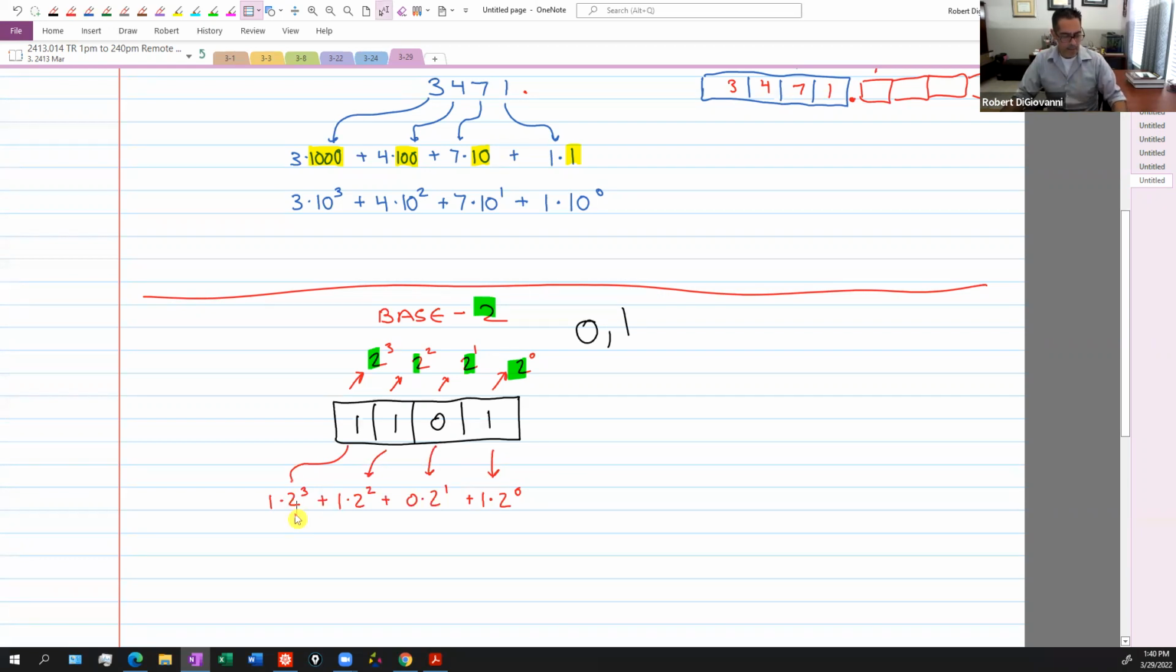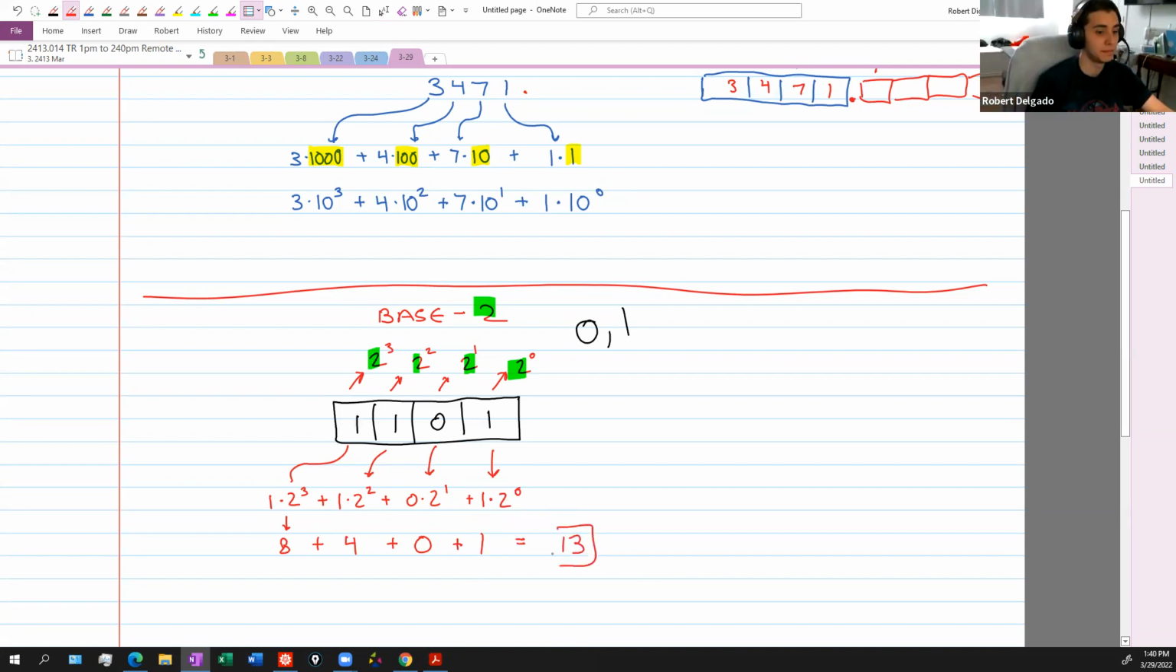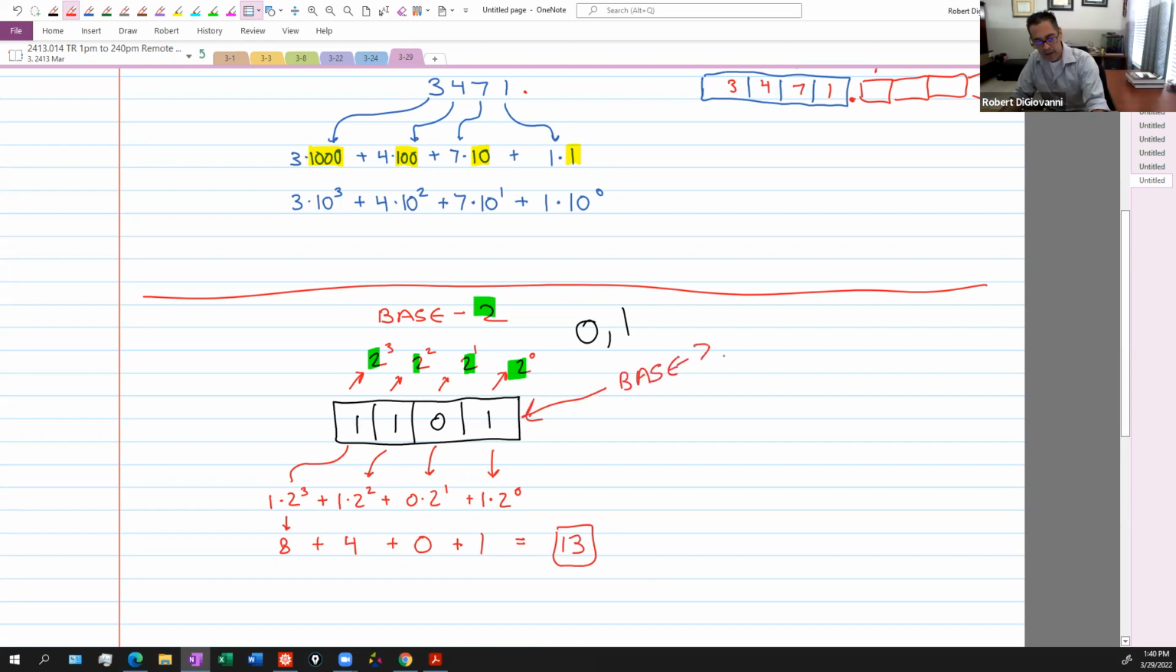What's 2 cubed? 8. 1 times 8 is 8. 2 squared, 4. I have one of those. 2 to the 1 is 2, but I'm multiplying times 0, so that's 0. 2 to the 0 power is 1. 1 times 1 is 1. Add those up, what do you get? 13. This number here in base 2 or binary is equal to this number in base 10. So the number 1101 is the number 13.